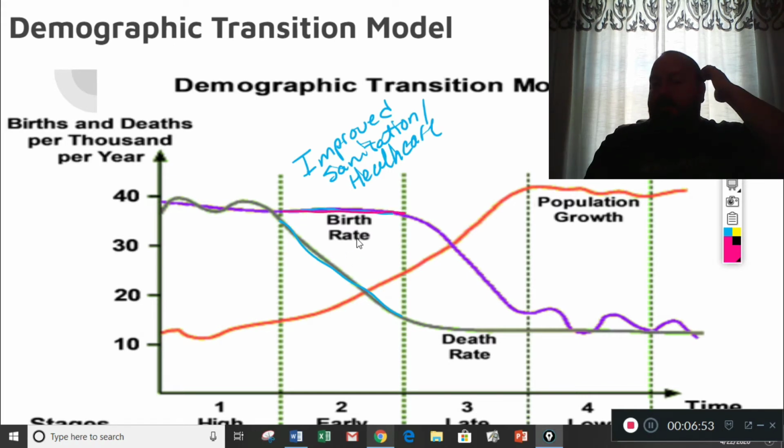Anytime you have a gap, that's going to result in population growth. If our births are higher than our deaths, it's positive growth. If the births are lower than our deaths, then it's negative growth. So we see our population starting to climb in this time frame. So we have a growing population. The bigger the gap, the more quickly that growth is happening.